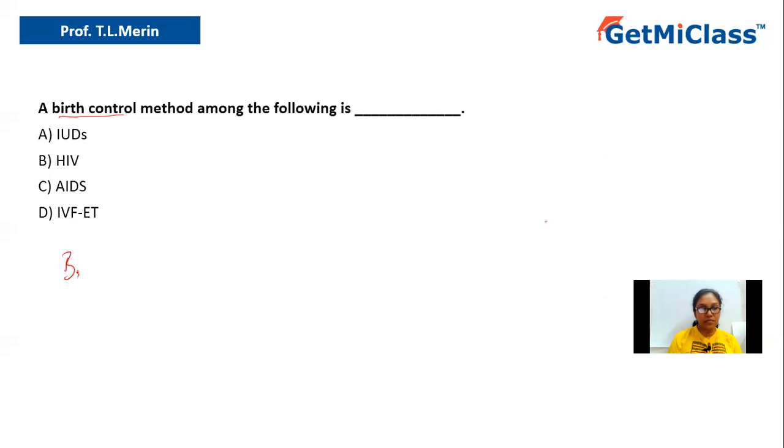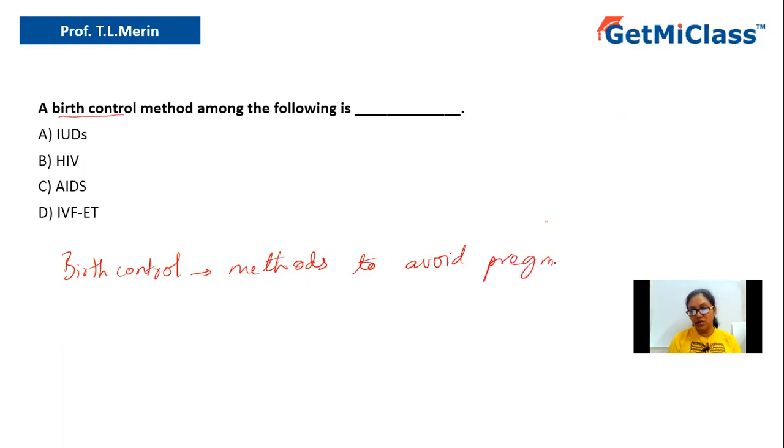So first of all, what do you mean by birth control method? As the name indicates, it is birth control. That means it avoids pregnancy. So these are the methods to avoid pregnancy. These are the methods which are utilized so that the mother doesn't conceive, even if the parents, that is the mother and the father, undergo coitus. So that is to avoid pregnancy.